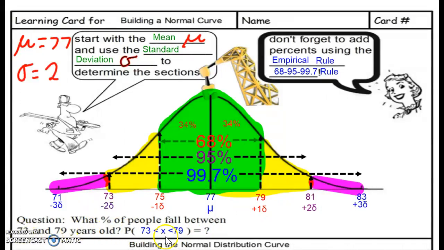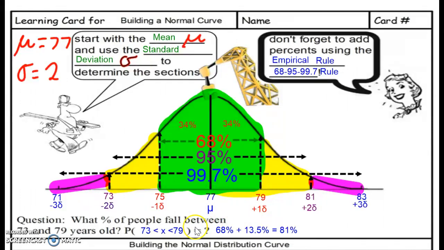So if I do this calculation, in green here, I have 68% of my data. And then earlier we counted this little section of yellow, which was 13.5%. So if I add 68% to 13.5%, then I end up getting 81.5%. So again, I want to reiterate that I was able to use the empirical rule and this model that I've created because I was asked to find the area between 73 and 79, which land exactly on 2 standard deviations below the mean and exactly 1 standard deviation above the mean.